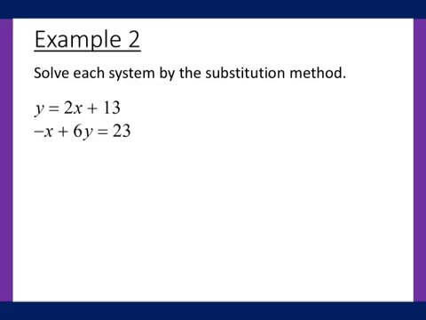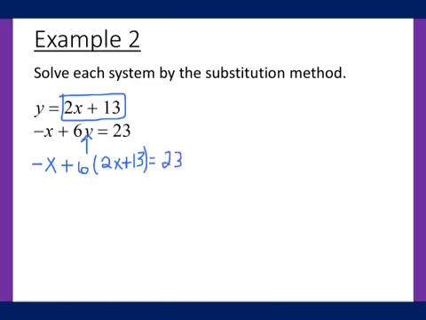So in this case, again, we'd say, okay, am I solved for a variable? Yes, I am. I'm solved for y on the first equation. So we're going to take what y equals, and we're going to put it right here where y is in our second equation. So that'll give us -x plus 6 times 2x plus 13 equals 23. So we're going to have to distribute.